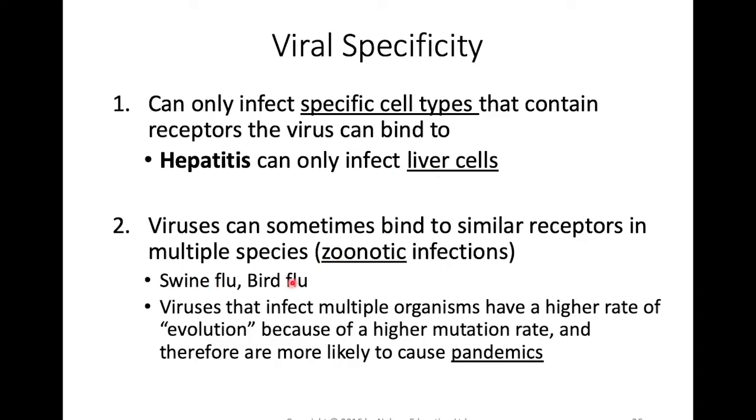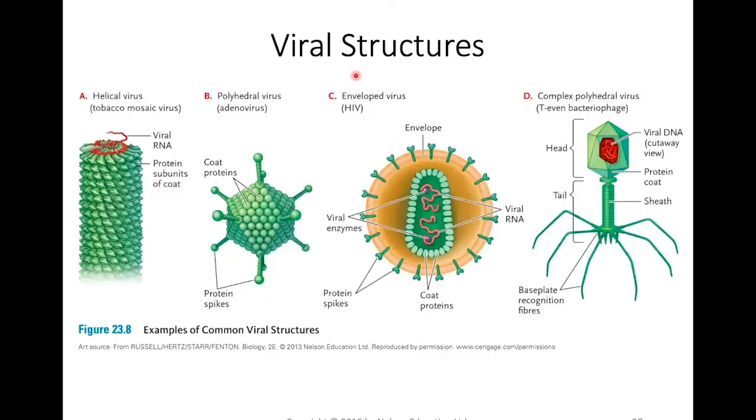These are the ones that have a higher rate of evolution because they have a higher mutation rate and are more likely to cause pandemics, which we have found ourselves in this past year. And so with COVID-19, in and of itself is a zoonotic infection, which they discovered was passed on from bat populations to humans. Viruses also contain various structures to them.